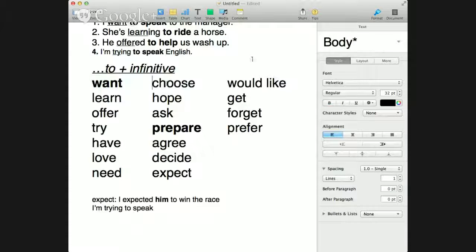Hope. I hope to visit my best friend tomorrow. Excellent. Brilliant. Well done. All right, it's your turn, Alvaro. Yes, I'm here.